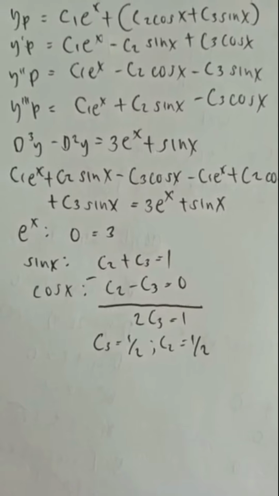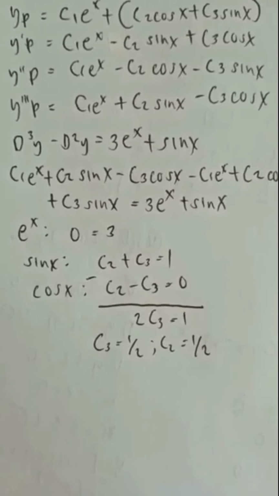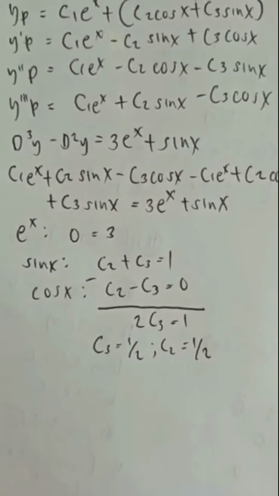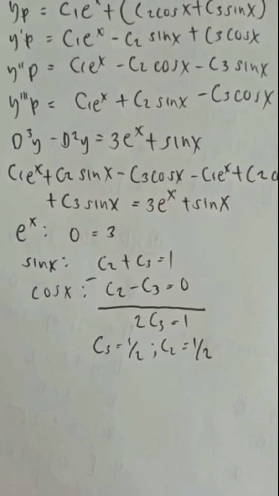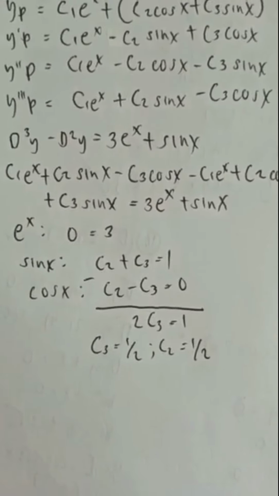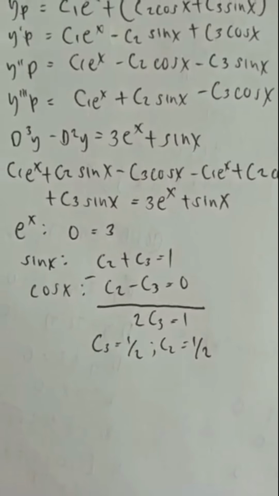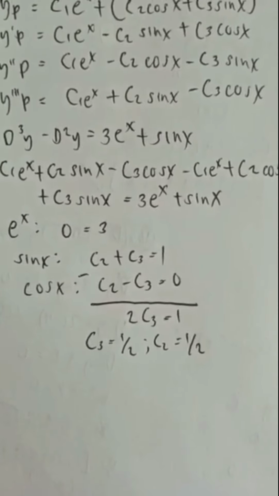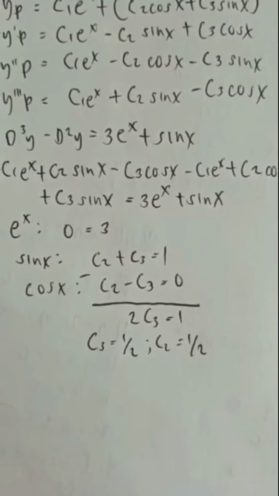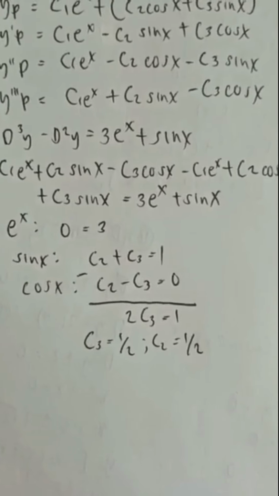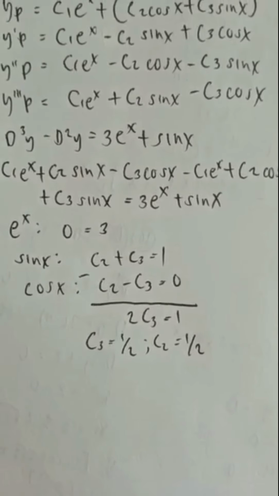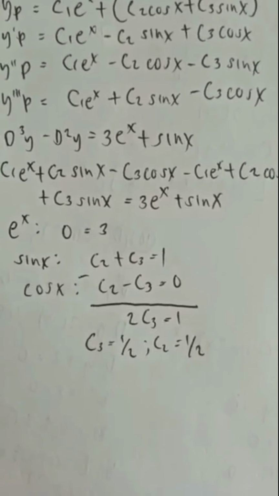Para mahanap natin yung value ng c3 at saka c2, isusubtract natin yung c2 plus c3 is equal to 1 sa c2 minus c3 is equal to 0. So, makakancel out yung c2. Matitira na lang is 2c3 is equal to, so 1 minus 0 is equal to 1. C3 is equal to 1 half.